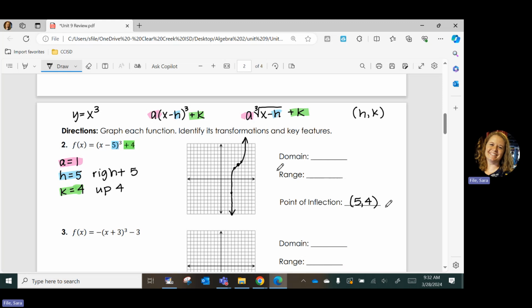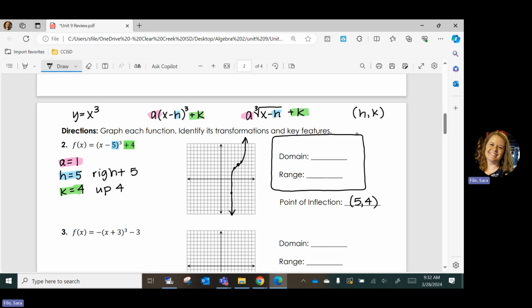Okay. Now, domain and range. I harped on this and harped on this and harped on this last week when we were going over graphs. This domain and range of cube and cube root never change. It does not matter if there's a reflection, a stretch, a compression, a shift up, down, left, right. This graph of a cube or a cube root will go on forever in all directions.